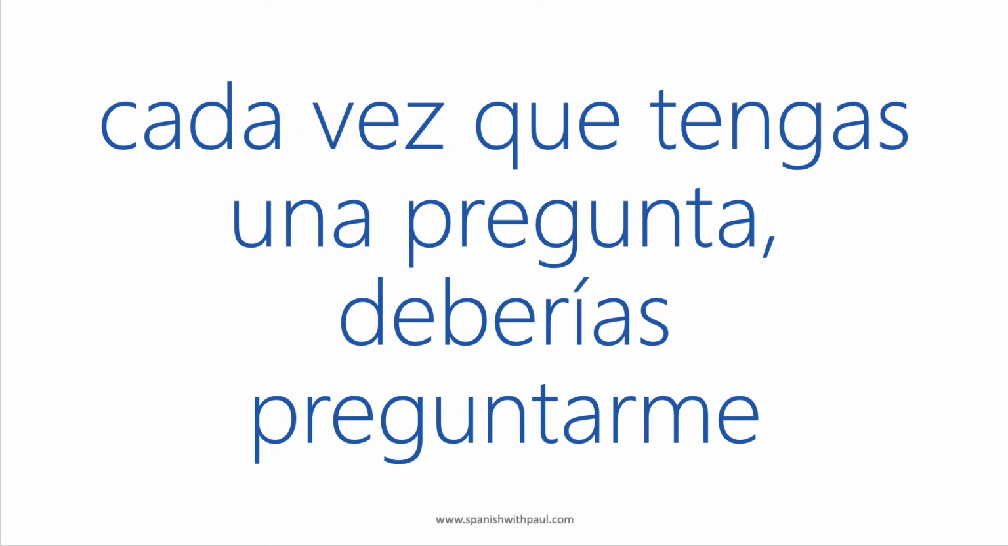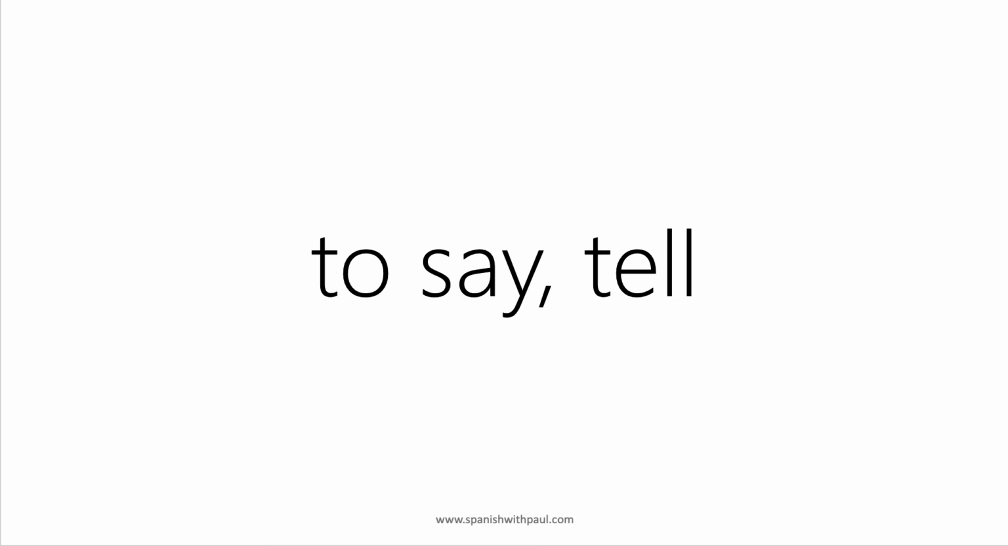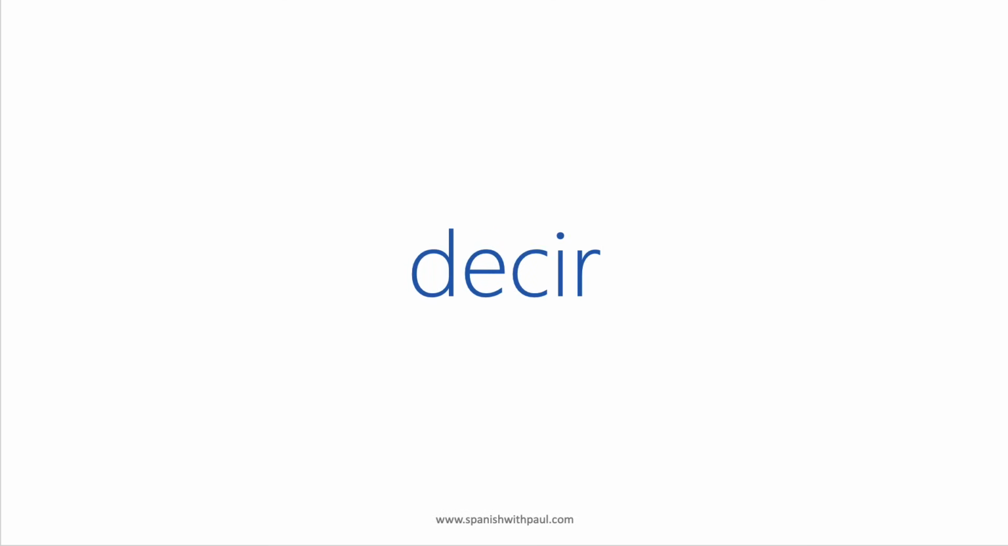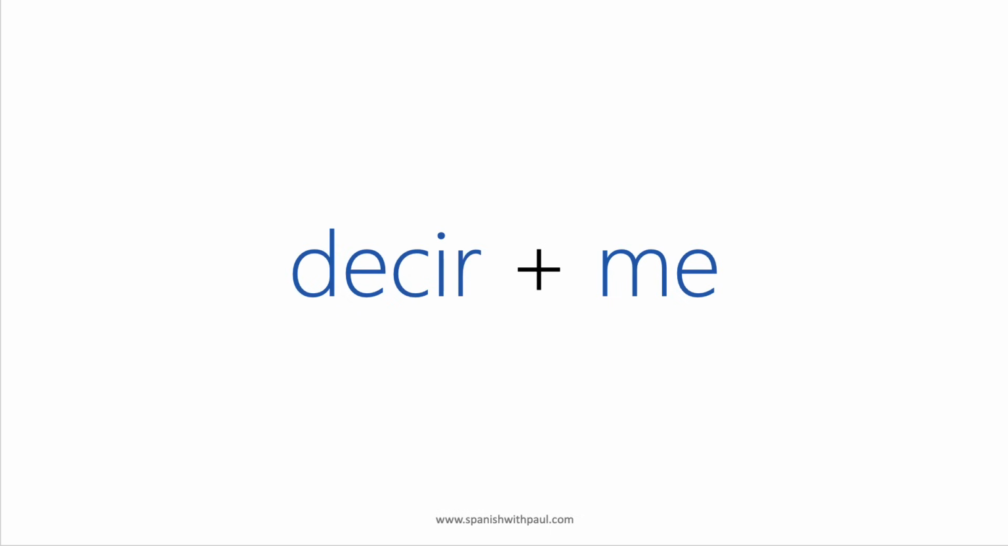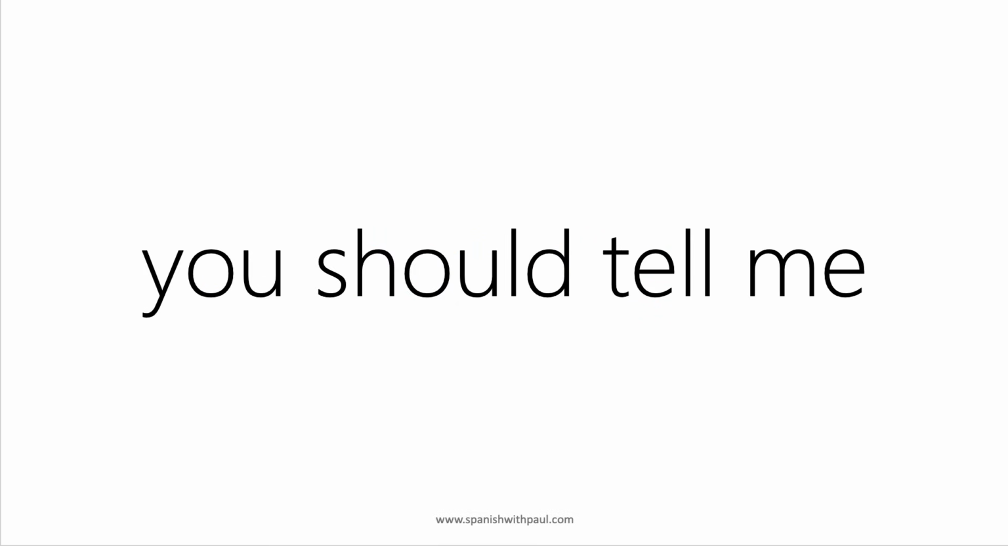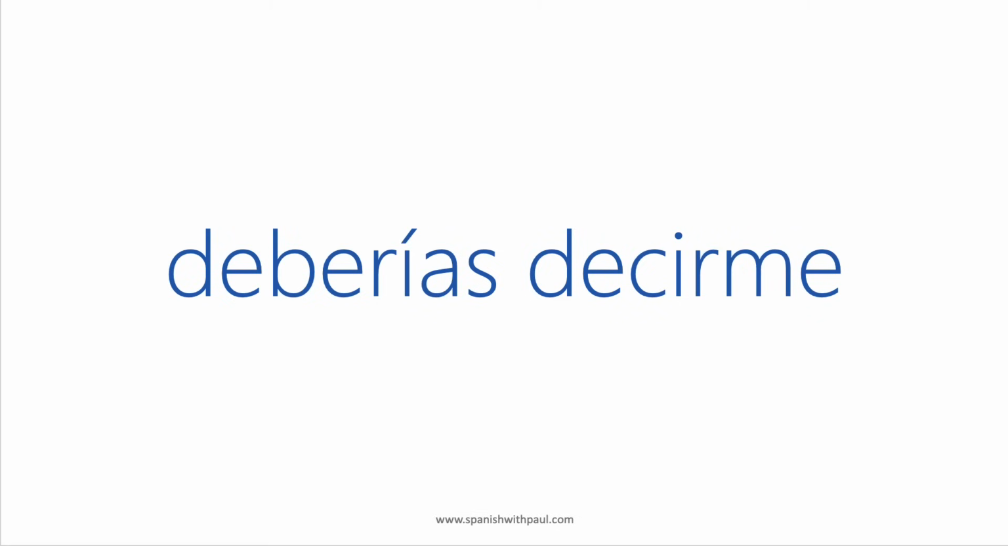Do you remember the verb for to say or to tell? Decir. And how would you say to tell me? Decirme. So again, all we did was take the verb decir and add on the pronoun me. So, decirme, to tell me. Now say, you should tell me. Deberías decirme.